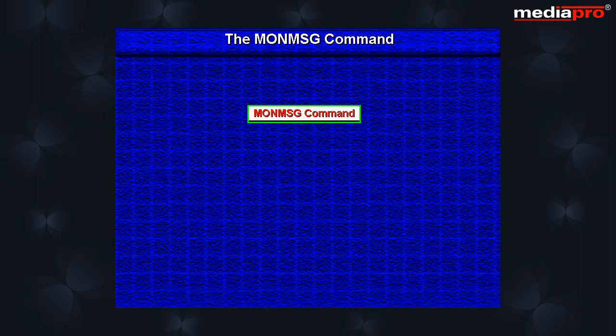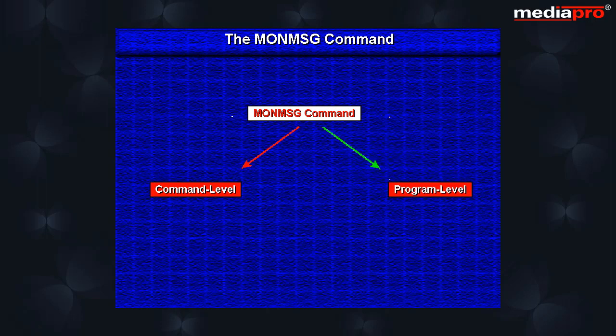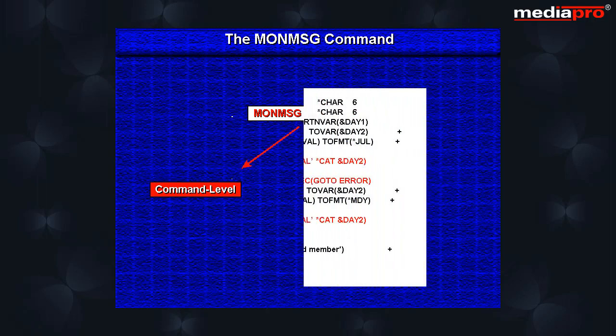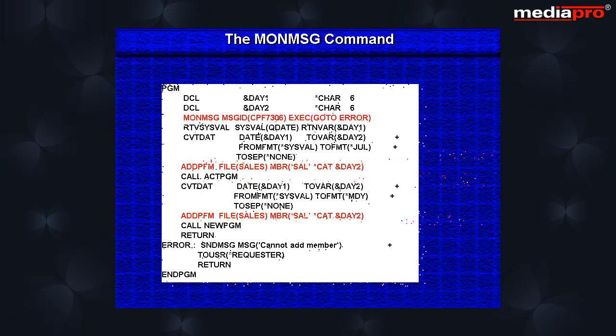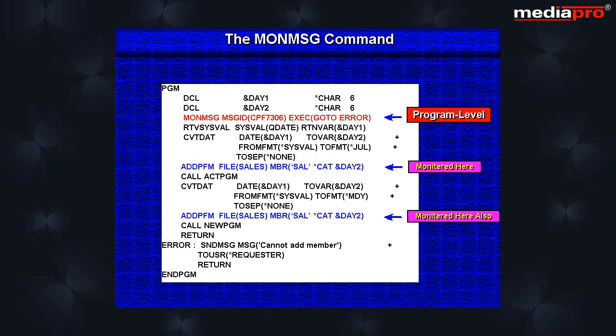The monitor message can be specified either at the command level or at the program level. When it occurs at the command level, it will only monitor for the messages generated by the command immediately preceding it. When the monitor message command is at the program level, the error message will be monitored anywhere in the program.